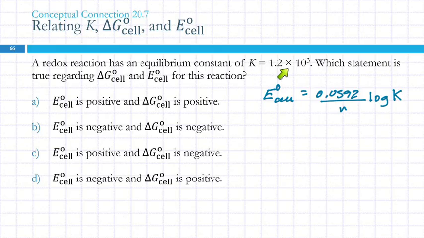So K is a large number. The natural log of this number, is it going to be positive or negative? Positive. It's going to be positive. If this is positive, that's positive, this is positive, E cell must be positive. So we can get rid of E cell being negative. If you're not sure if the log of this is positive or negative, take the log of it.